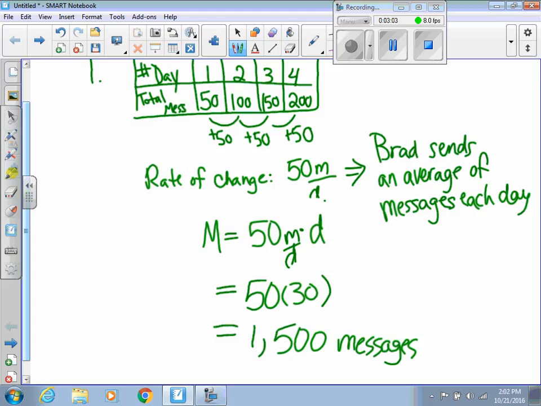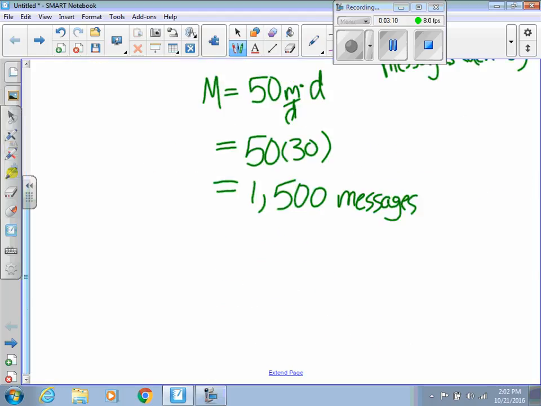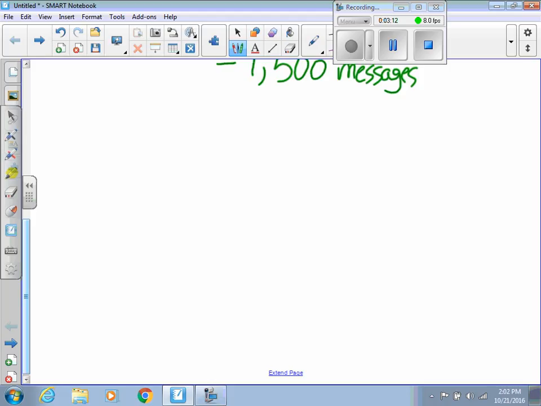Okay, so now we can look at number 2. And we have the graph showing the amount of money the Rockwell family budgets for food each month. Write an equation to find the total amount of money budgeted in any number of months, M. Use the equation to determine how much money the Rockwell family should budget for 12 months.